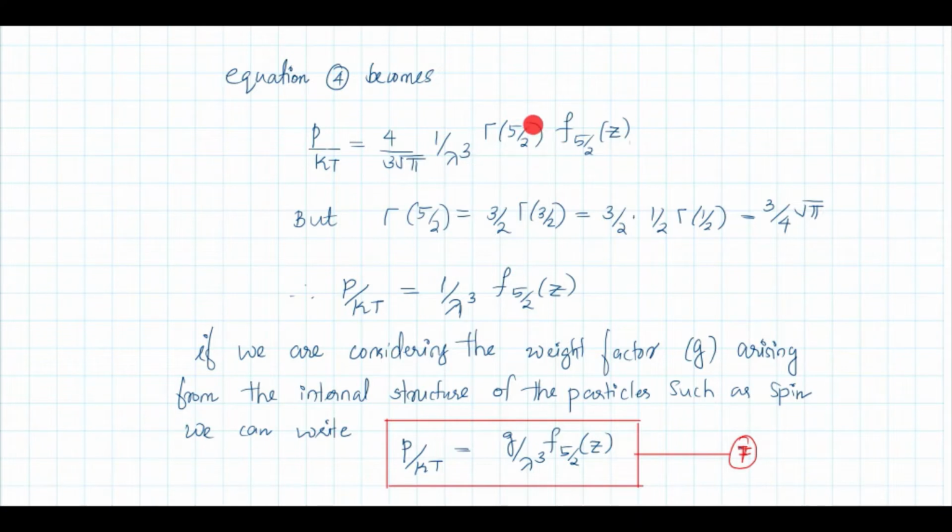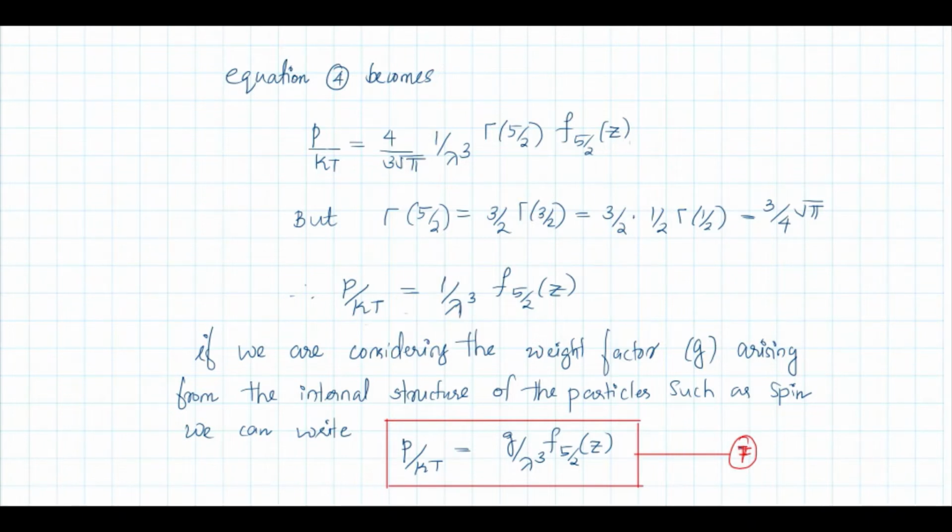By the recurrence relation of the gamma function, gamma 5 by 2 I can write as 3 by 2 gamma 3 by 2. And again gamma 3 by 2 is 1 by 2 gamma 1 by 2. So this is 3 by 4 root pi. Substituting that here, I will get p by kt equal to 1 by lambda cube f 5 by 2 of z.